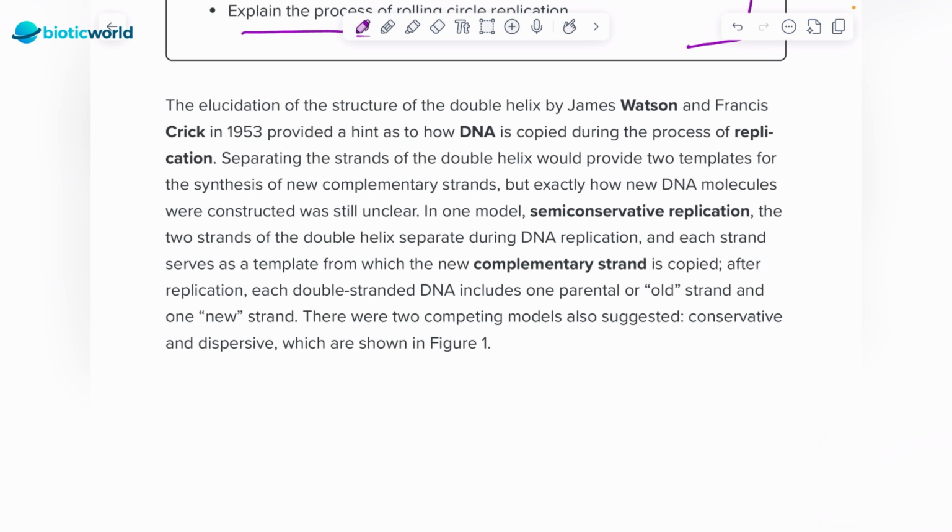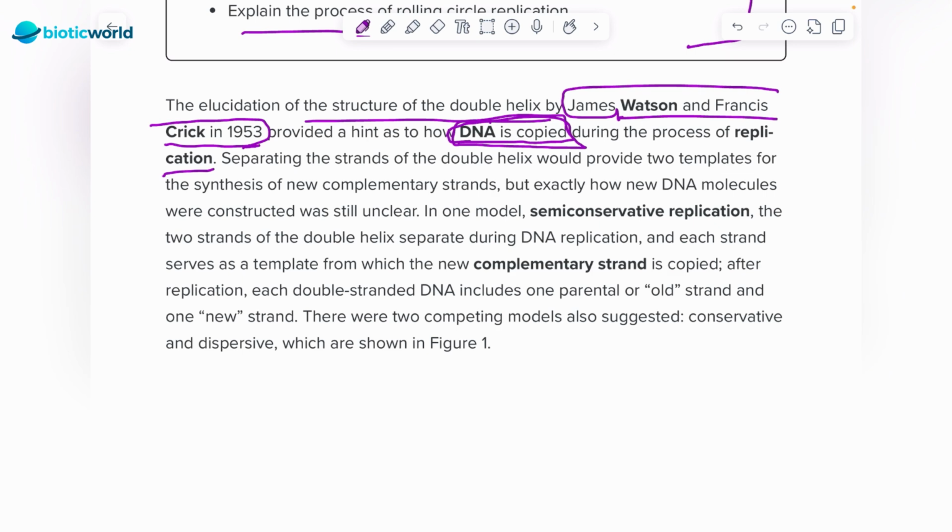The elucidation of the structure of the double helix by James Watson and Francis Crick in 1953 provides a hint as to how DNA is copied during the process of replication. So here you can find the definition of replication. In this, the DNA is copied, and you also have to note down the names of these scientists, Watson and Crick. In 1953, the elucidation of the structure of the double helix took place. Separating the strands of the double helix would provide two templates for the synthesis of new complementary strands. But exactly how new DNA molecules were constructed was still unclear.